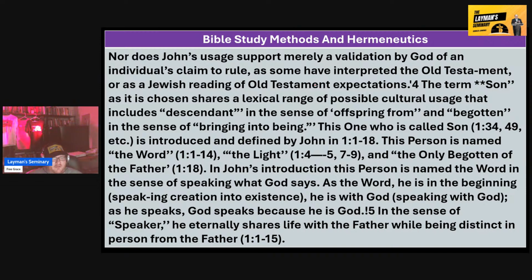This one who is called the Son, etc., is introduced and defined by John in 1:18. This person is named the Word, the Light, and the only begotten of the Father. In John's introduction, this person is named the Word in the sense of speaking what God says. As the Word, he is in the beginning, speaking creation into existence. He is with God, speaking with God. As he speaks, God speaks because he is God. In the sense of speaker, he eternally shares life with the Father, while being distinct in person from the Father.